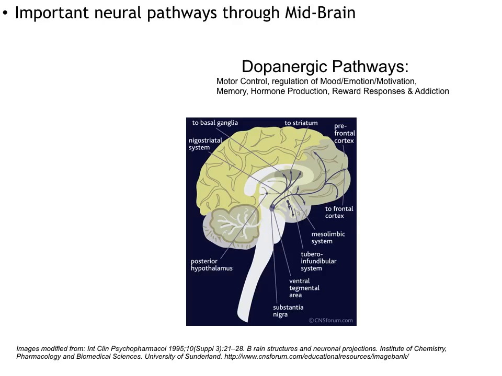What the dopaminergic pathway is involved with is motor control. It's involved with the regulation of mood, emotion, and motivation. It's going to be involved with memory. It's going to be involved with hormone production. It's going to be involved with reward responses and addictions.